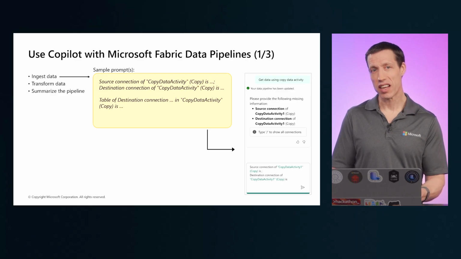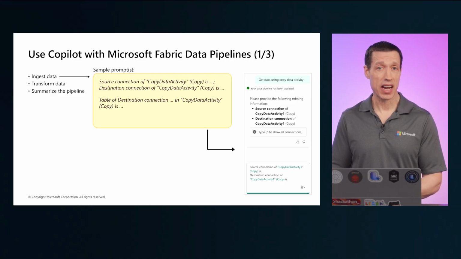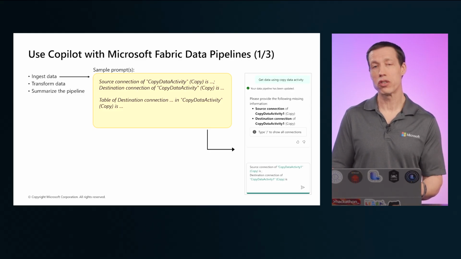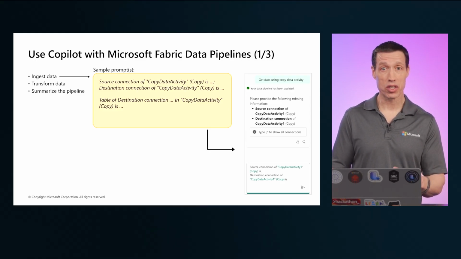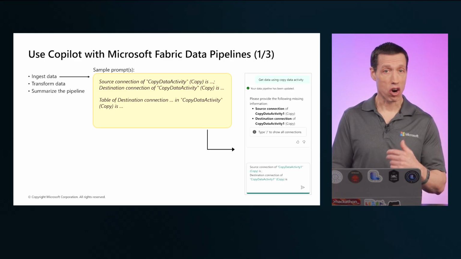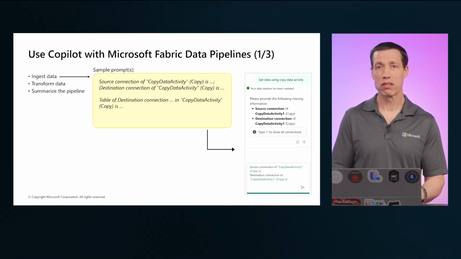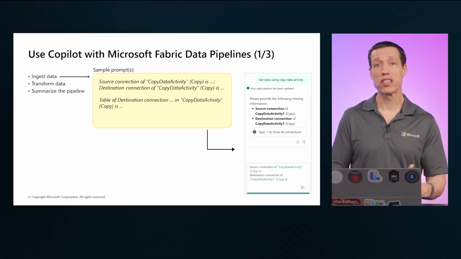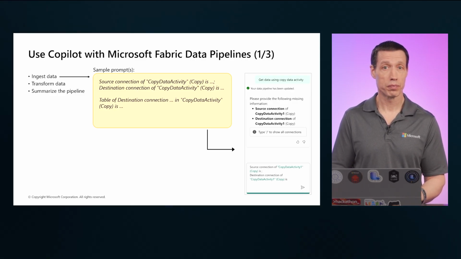When ingesting data, Copilot generates a copy data activity based on your prompt, but important details remain yours to supply. You select source and destination connections, target table names, file paths, formats, and delimiters. This shared responsibility reinforces that automation accelerates setup, but correctness still depends on human review.